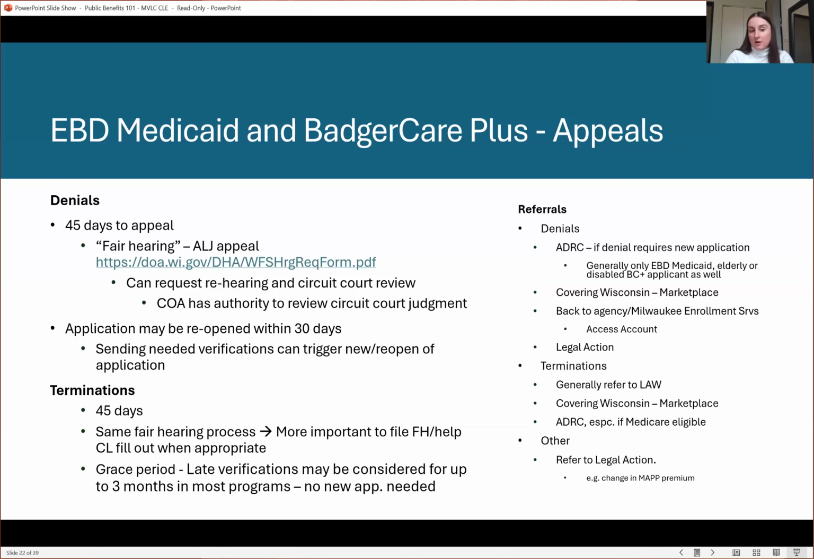Terminations, same fair hearing process, same time limit. A note in the slide: it's more important to help them fill out or push them in this direction with terminations because it's a loss of benefits.